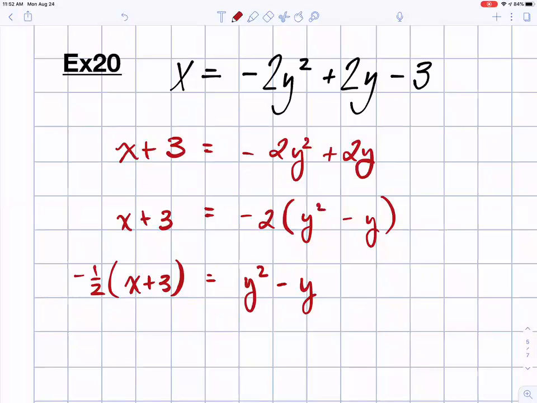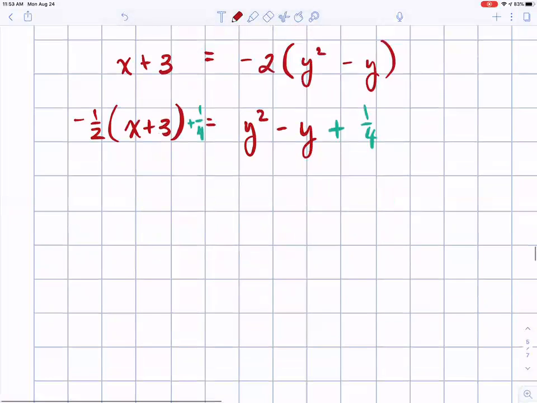+1/4? Okay. What am I supposed to do with that +1/4? I'm supposed to add it to both sides. I didn't leave myself a whole lot of room here, but I'm going to add a 1/4, and I'm going to add a 1/4. There it is. Squeeze it in there. So I'm adding a 1/4 to both sides.